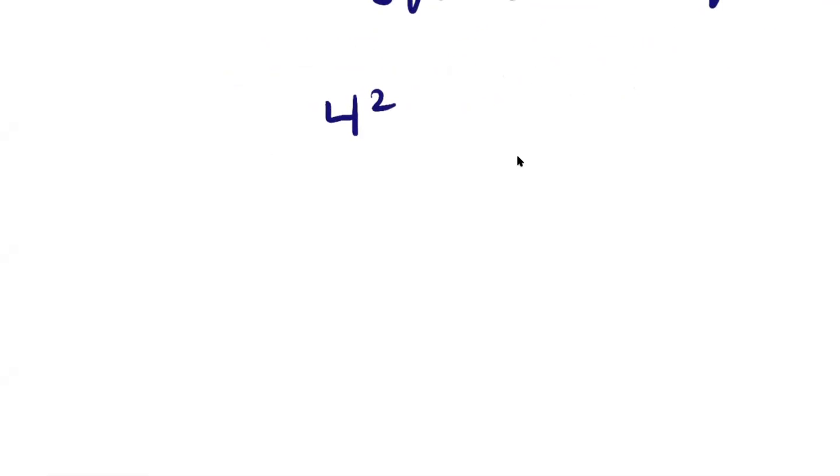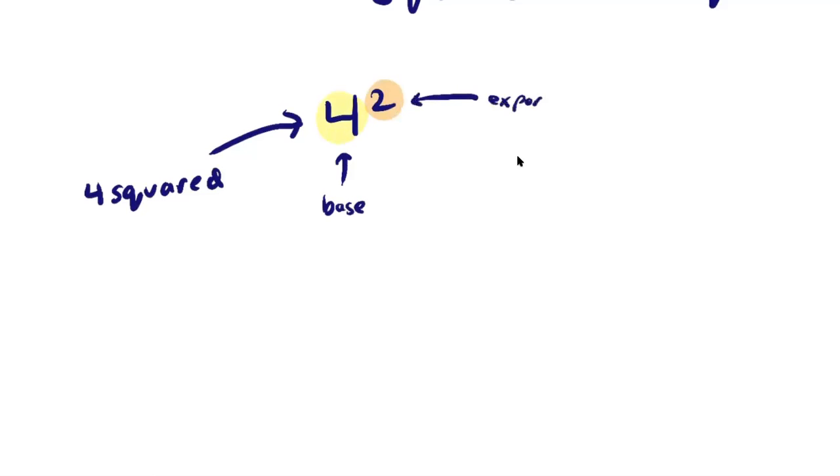This is what we would call 4 squared. So what does that mean? This is an exponent, and an exponent is comprised of two different things. Right here we have the base, and then this orange we have the exponent itself. So when the exponent is 2, that's when we say it's squared.